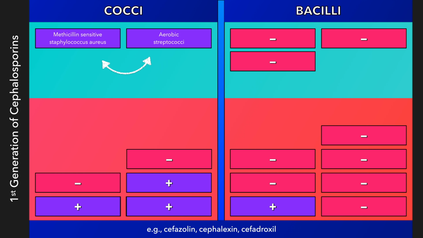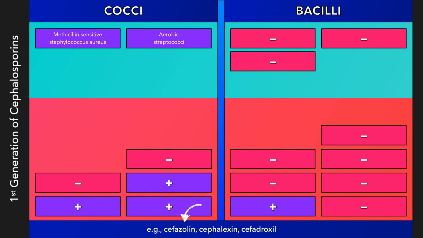The first generation of cephalosporins is effective against most gram-positive cocci, including aerobic streptococcal species and methicillin-sensitive Staphylococcus aureus. Cephalexin is an oral first-generation cephalosporin. Like the anti-staphylococcal penicillins, it is an excellent choice for skin and soft tissue infections, such as uncomplicated cellulitis, when the suspected pathogen is streptococcus or a susceptible strain of staphylococci, in this case, not MRSA.